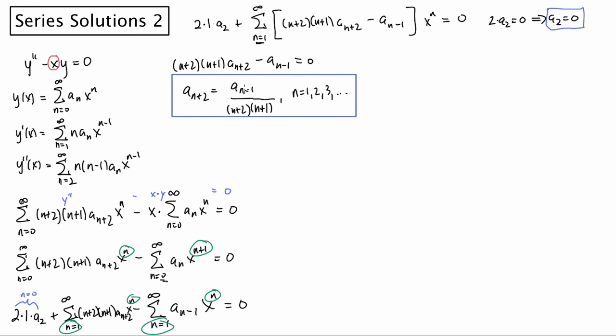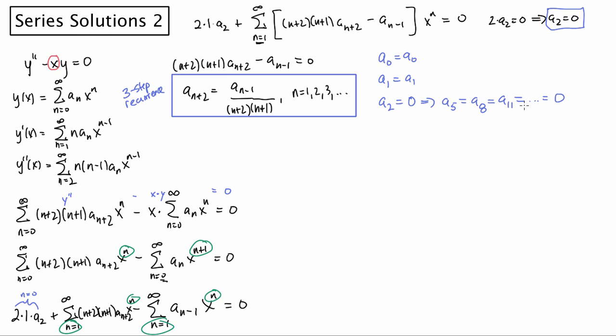If you look at this recurrence relation, it relates a_{n-1} with a_{n+2}, making this a 3-step recurrence. Because it's a 3-step recurrence, I have to be careful. I need to know what a0 is, what a1 is, and what a2 is. It turns out a2 is 0, which implies that a5, a8, a11, all of these are going to be equal to 0.